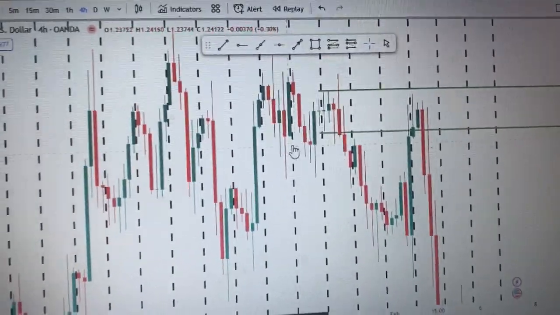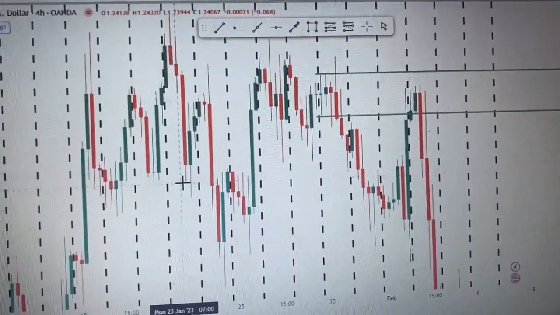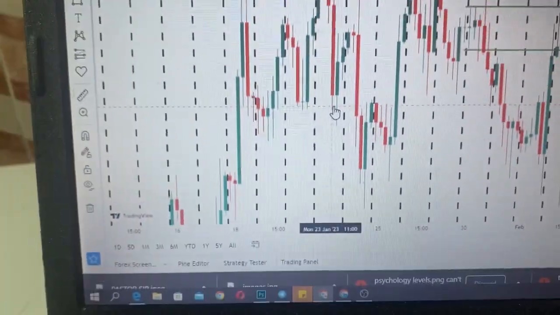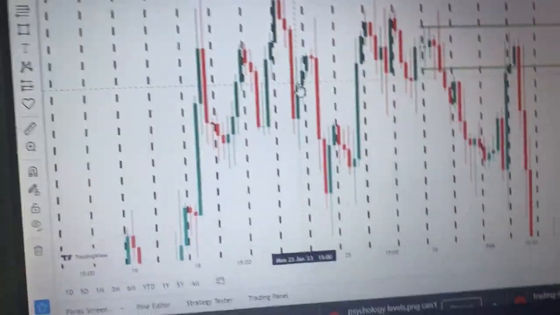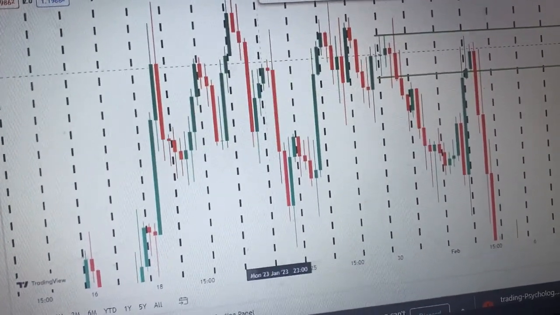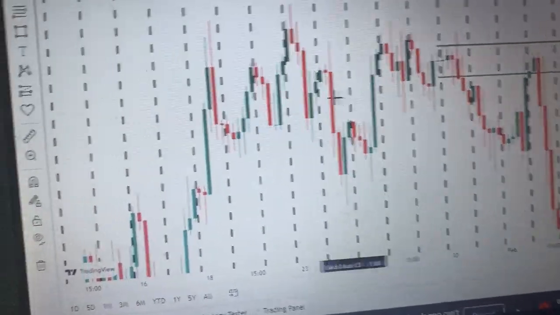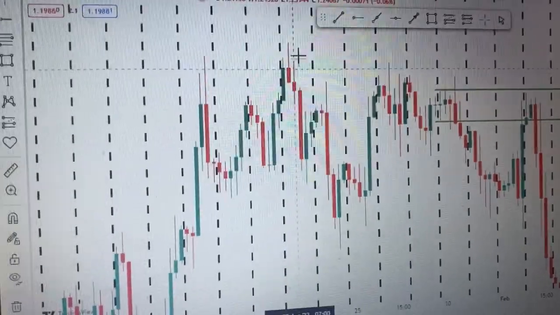Let me go to two weeks ago. Monday 23rd of January. Can you see that? So let me mark the high and low of the first two candles for two weeks ago, Monday. Yeah, the first two candles are this.